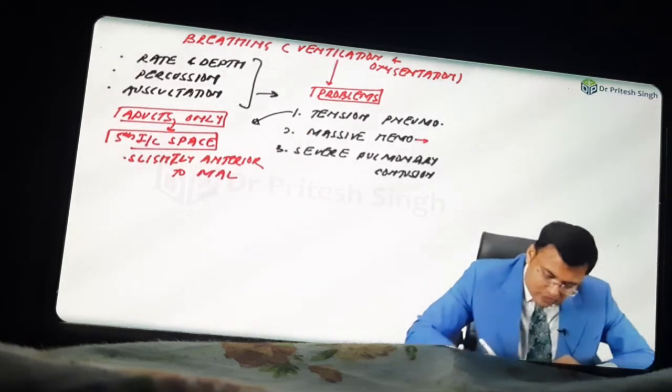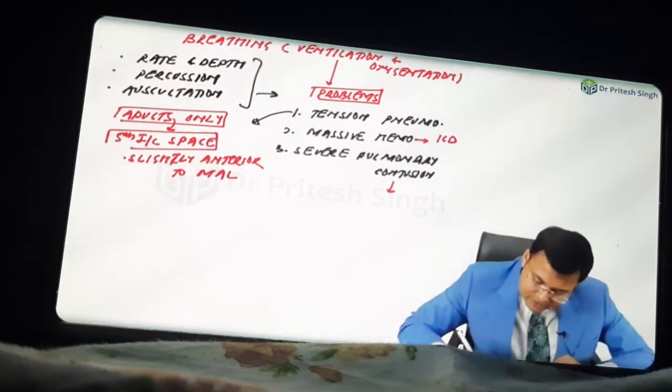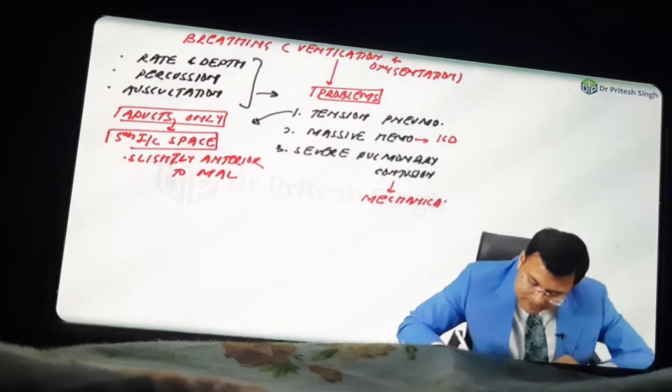For massive hemothorax, what do we have to go for? ICD insertion. And for severe pulmonary contusion, we have to go for mechanical ventilation.